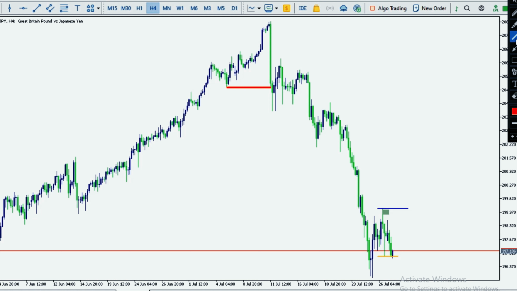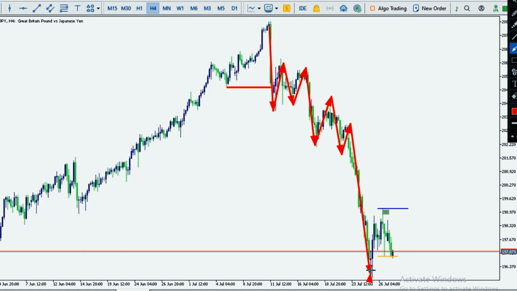As you can see, since that break below the recent higher low, the market has started making lower highs and lower lows. Lower low, lower high, lower low, lower high, lower low, and this was a drastic fall down. And again it made a lower high, and now I'm looking forward at this point. This is where the market is right now.